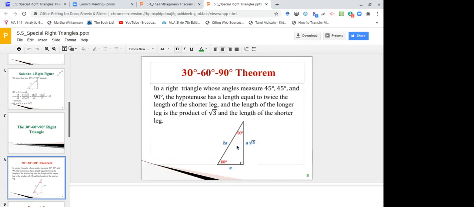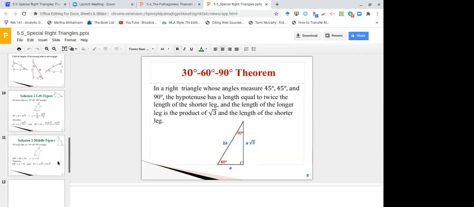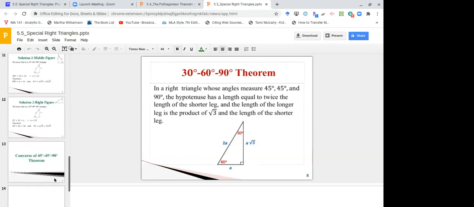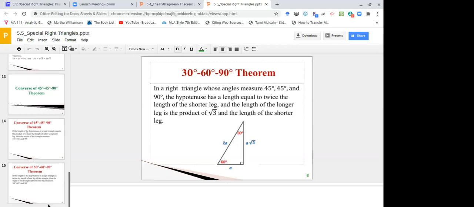That's how that looks. You need to memorize these relationships, not so much the numbers, but the relationships. And you can use these to find different lengths of triangles. And as I said, they have properties of their own, and they also have converses when you turn them around. But that's about all I want to cover right now for your overview for this week.